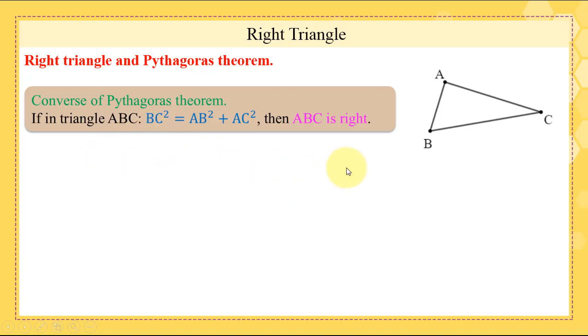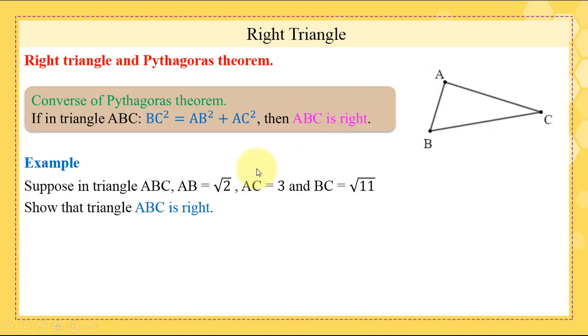Conversely, if in a triangle ABC we have BC squared is equal to AB squared plus AC squared, then the triangle ABC will be right at A. Example, suppose in this triangle we have AB is equal to radical 2, AC is equal to 3, and BC is equal to radical 11.